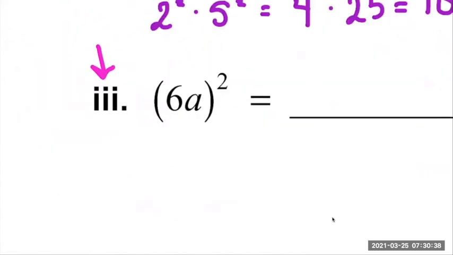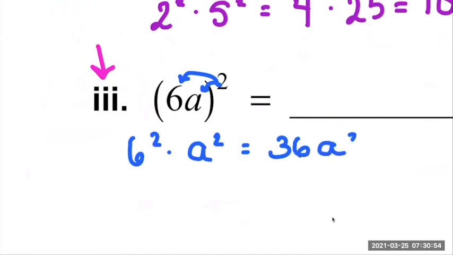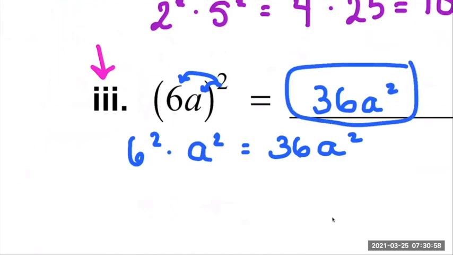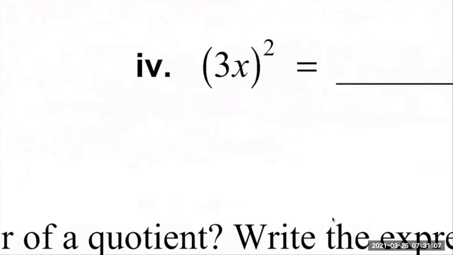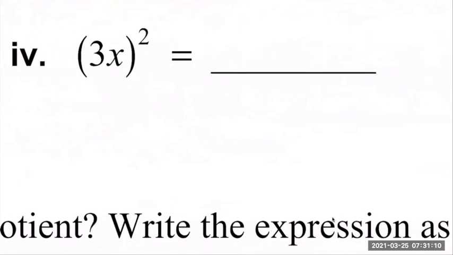Because we don't know what a is, we have to use the distributive property. There's no way around it. So I have to take 6 squared times a squared. Well, 6 squared is 36. A squared is just that. And that's your answer. We have to share the exponent with everything on the inside of the parentheses, otherwise we didn't fully answer the question. See if you can try this next one on your own.